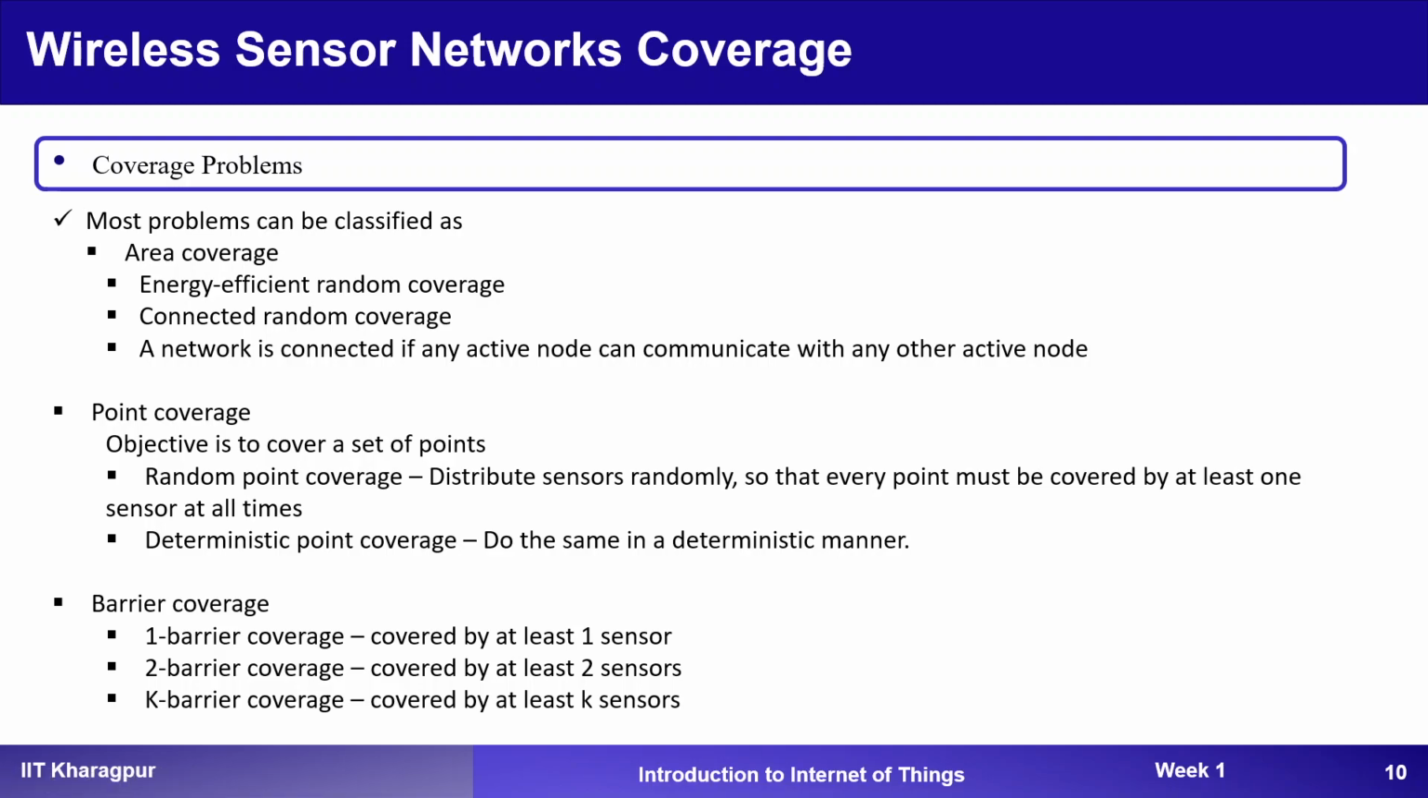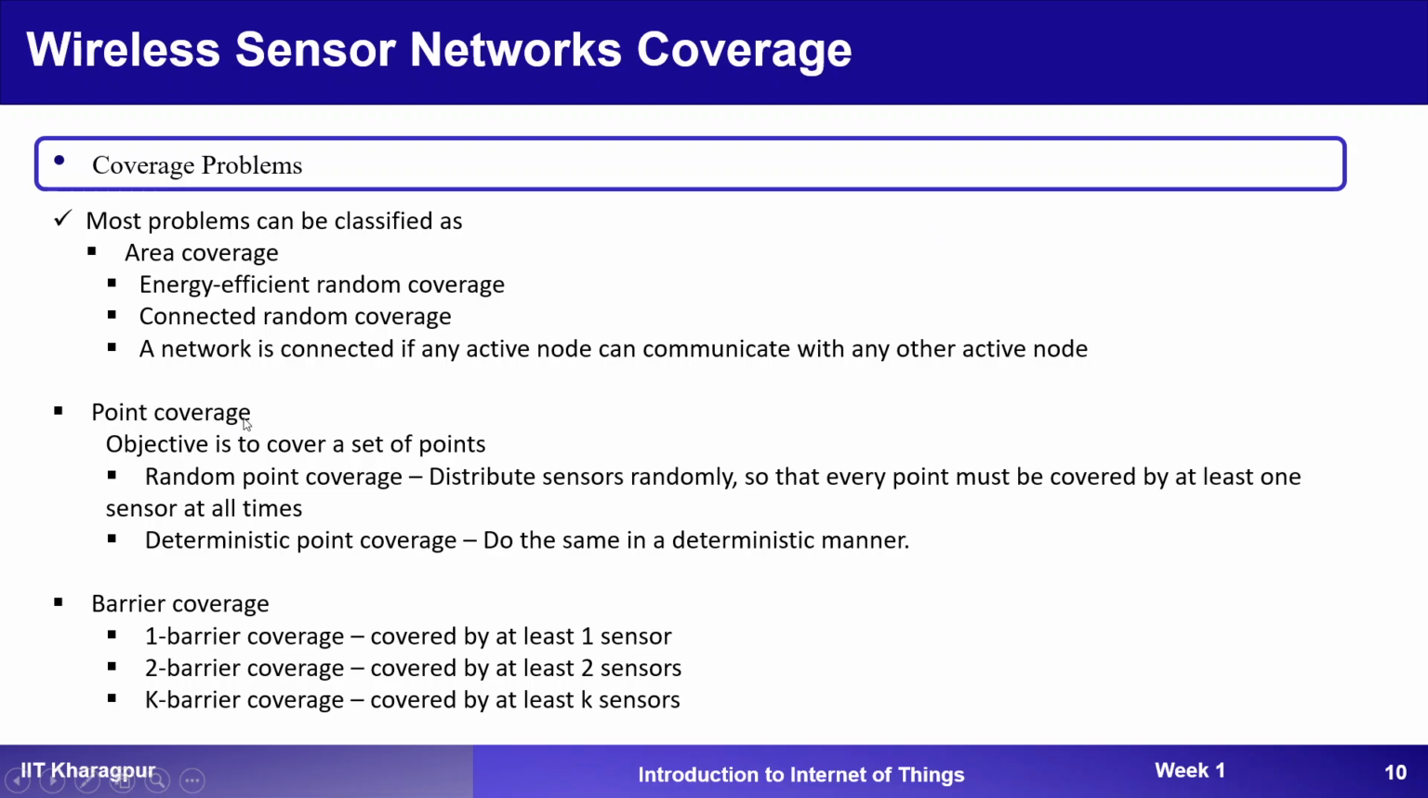It's not like we are going to use a particular set of sensors, or only a particular set of trajectories between the sensors. It should be random. And the third point is that the network is connected if any active node can communicate with any other active node present in that field.